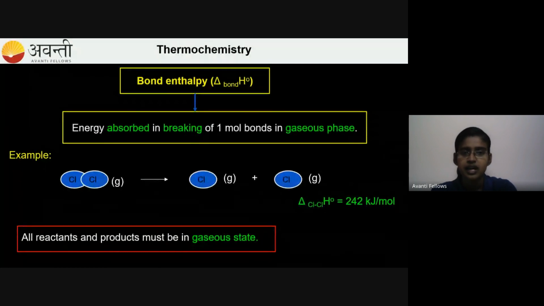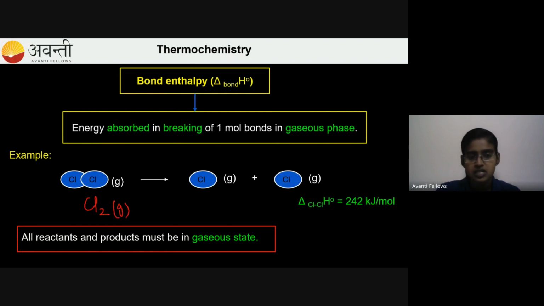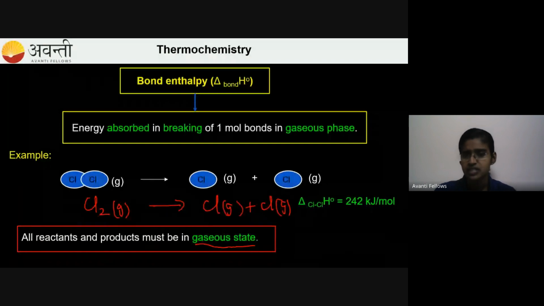Delta H naught with bond enthalpy. The energy absorbed in breaking of 1 mole of bond in gaseous phase is called bond enthalpy. So here we have a chlorine molecule in gaseous phase and it is breaking down to 2 chlorine atoms. In this case, both reactant and product should be in gaseous state. For atomization, only the product should be in gaseous phase. But for bond enthalpy, both reactant and product should be in gaseous phase.